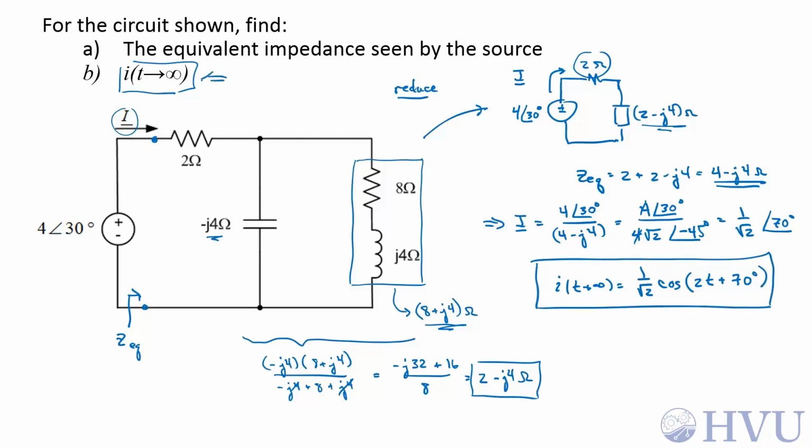If I want to find I as t goes to infinity once I'm in the frequency domain, I can use any of the approaches I used with purely resistive networks. Nodal analysis, mesh analysis, circuit reduction, which is what I did here, Thevenin's theorem, etc. So just for fun, let's go ahead and find I as t goes to infinity using an alternate approach. Let's try mesh analysis.